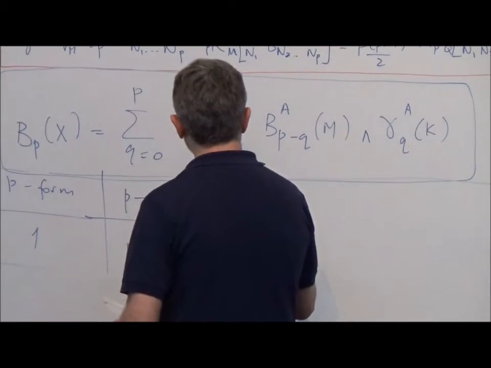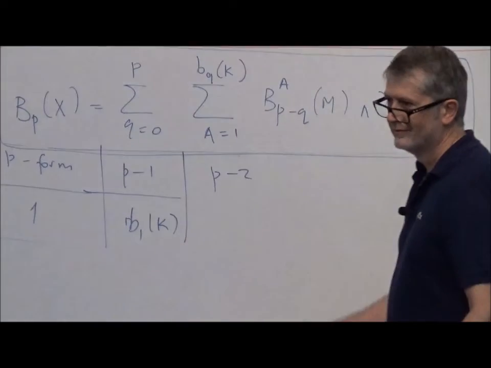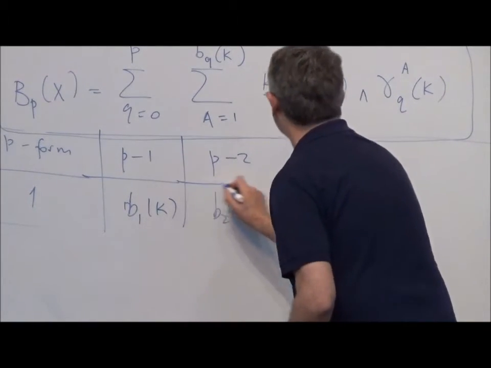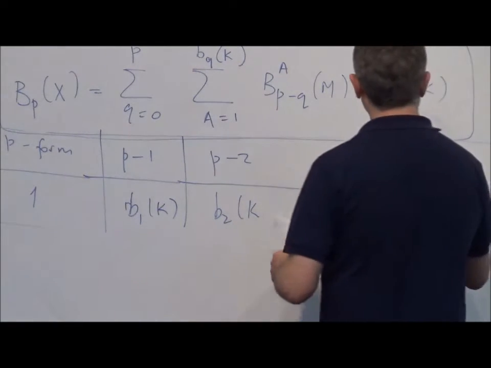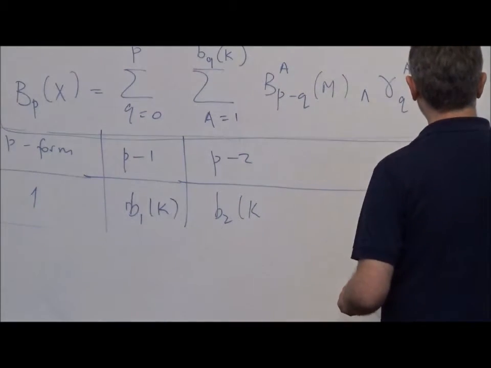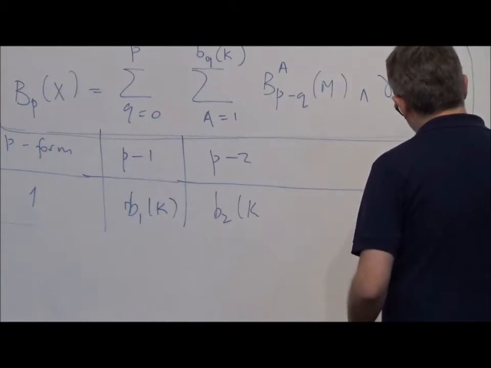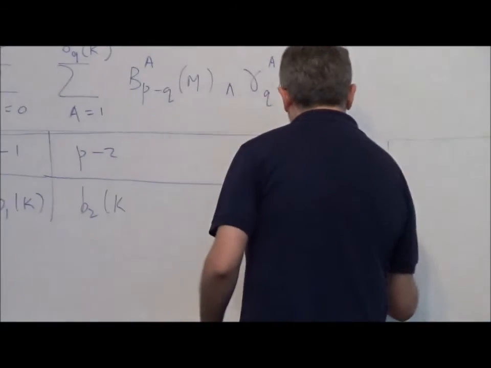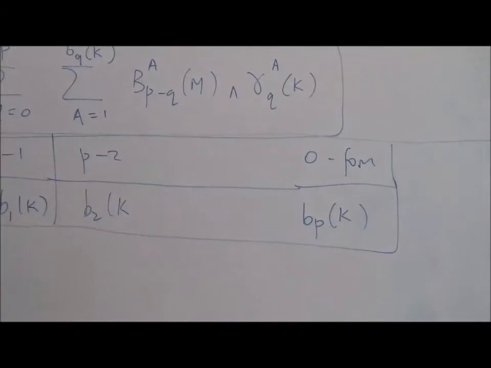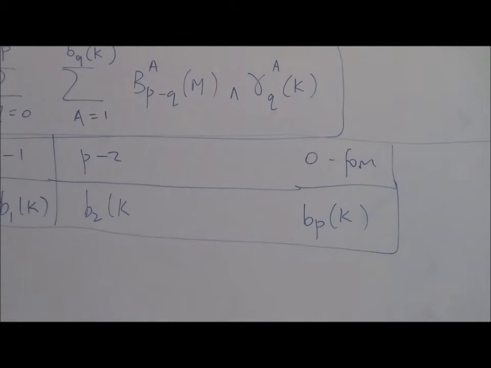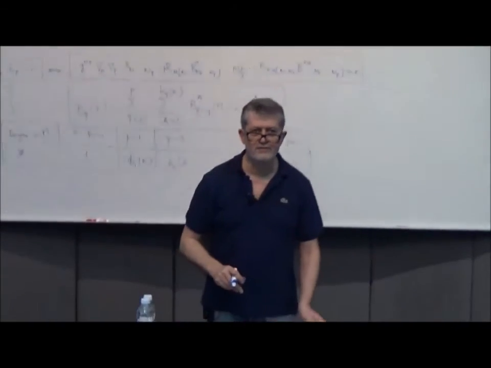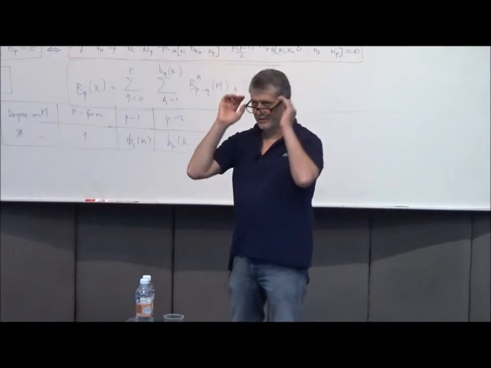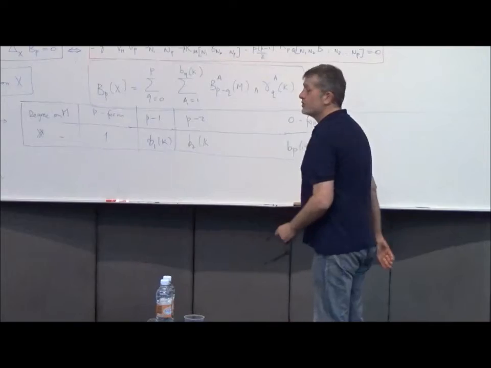If we have a P minus 2 form, B2, all the way down to a 0 form, of which there are B, P, K. So, you've actually figured out the spectrum for what happens when you start with a P form in D dimensions.